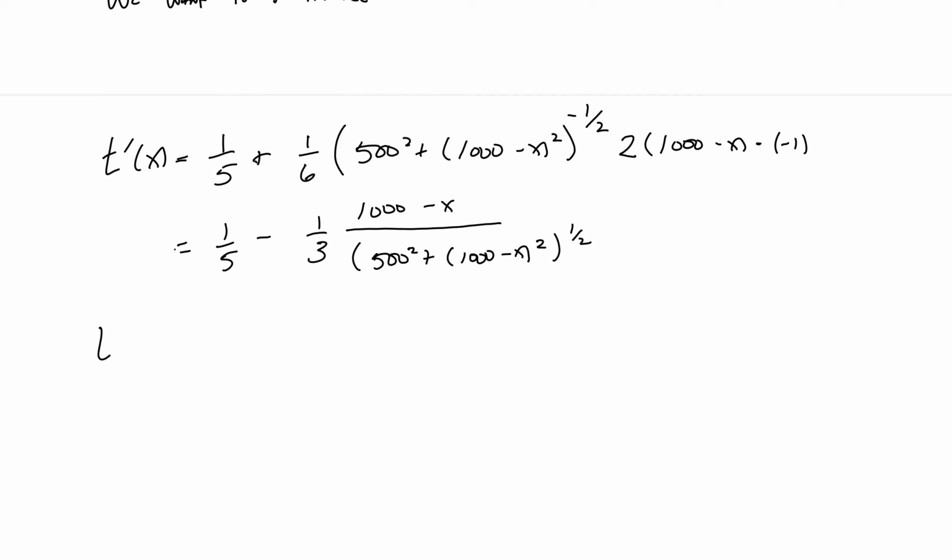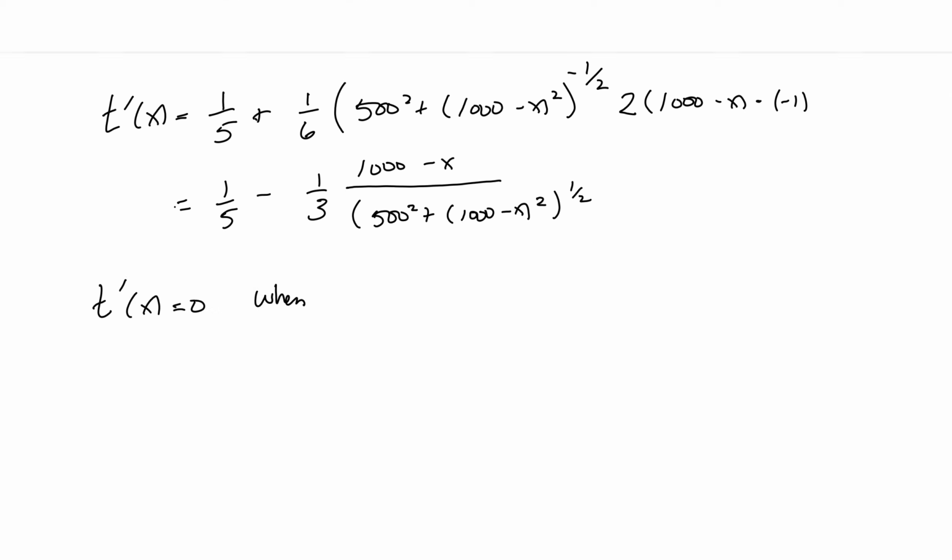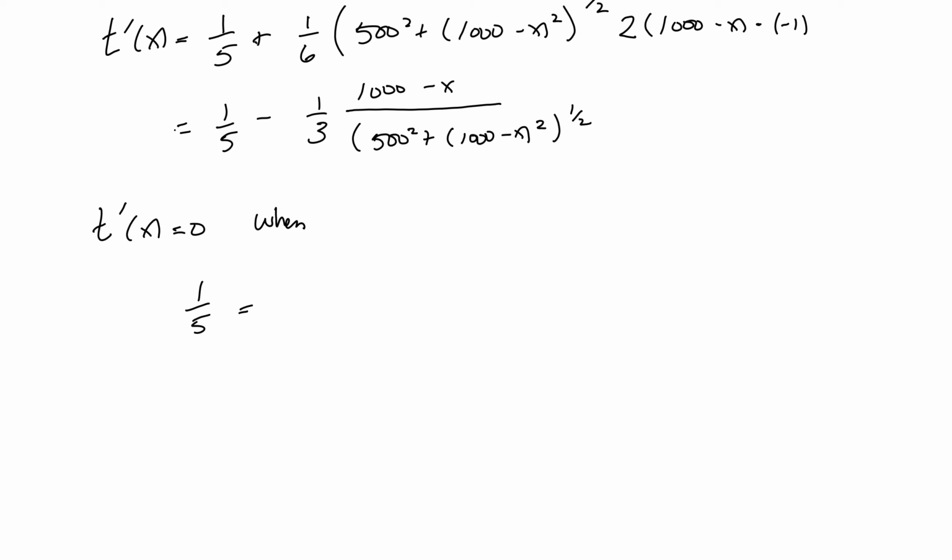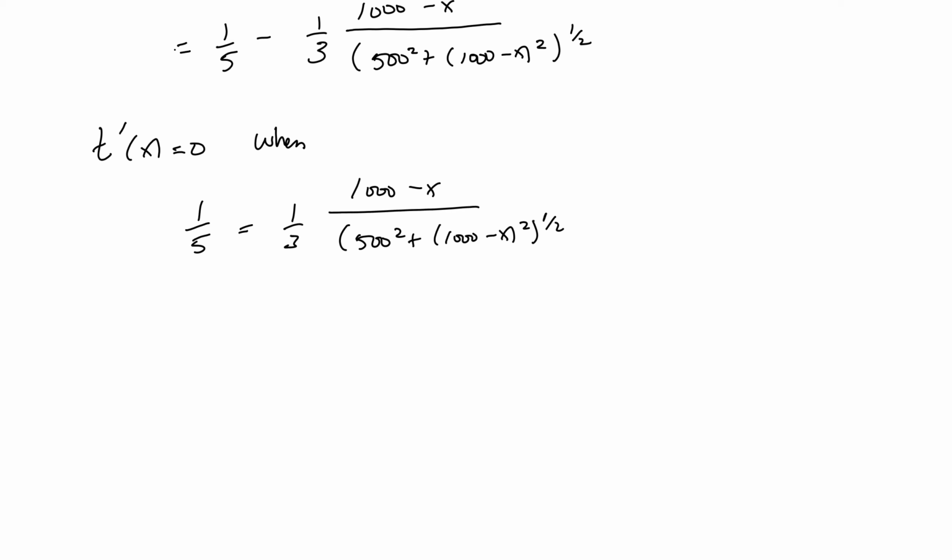So we can see then that t prime of x is equal to 0 when we set this equal to 0. I would have 1/5 is equal to 1/3, 1,000 minus x over 500 squared plus 1,000 minus x squared to the 1/2. Now I can square both sides. We'll bring the 3 over and square both sides, and I'll have 9 over 25. And on the other side, I'll have a 1,000 minus x squared. And if I square the denominator, that just gets rid of the square root.